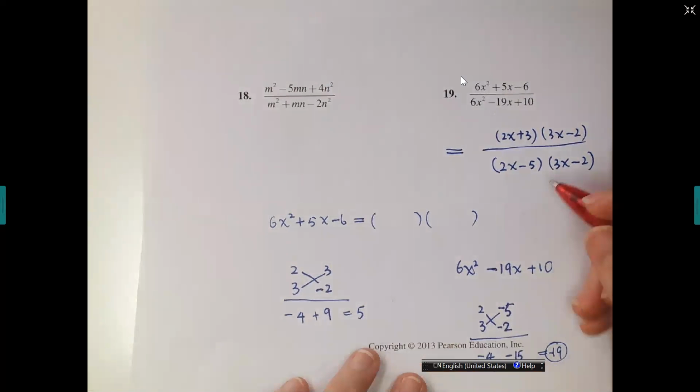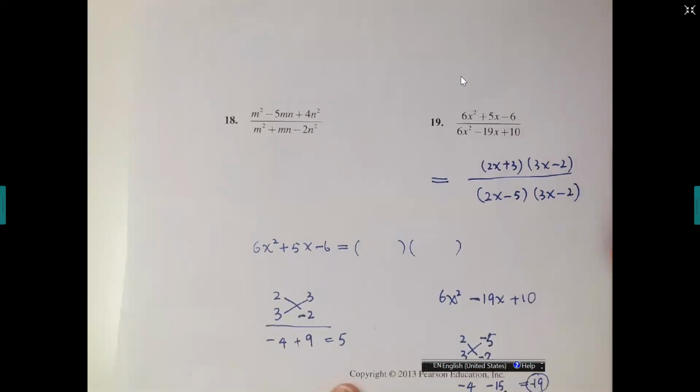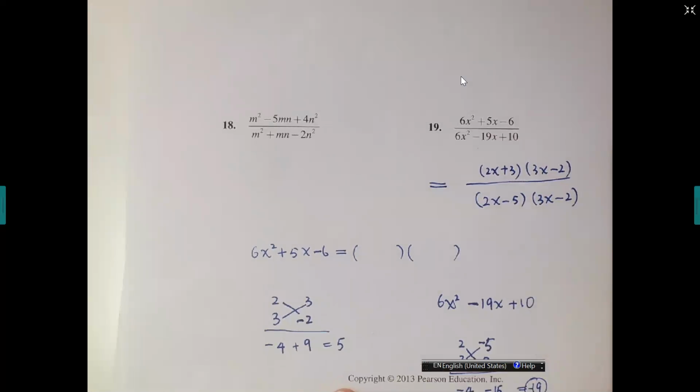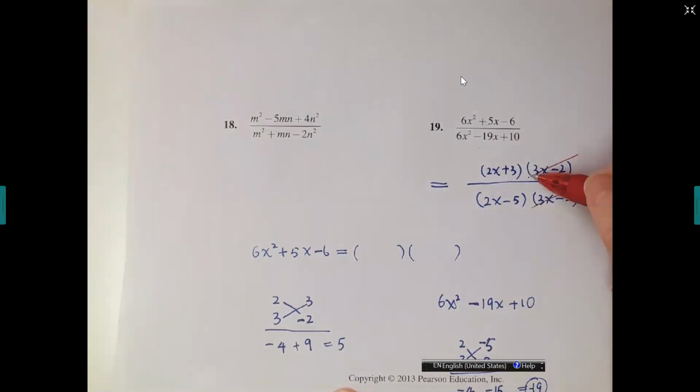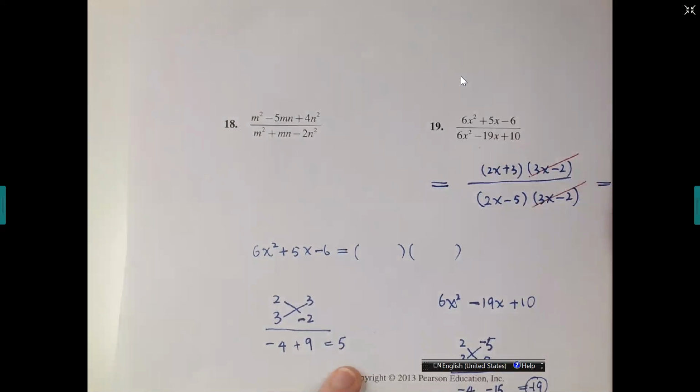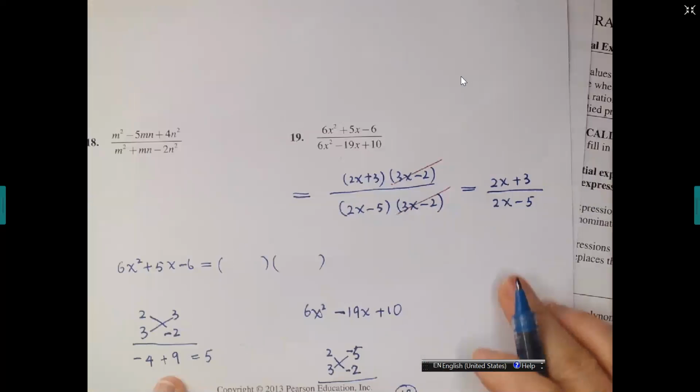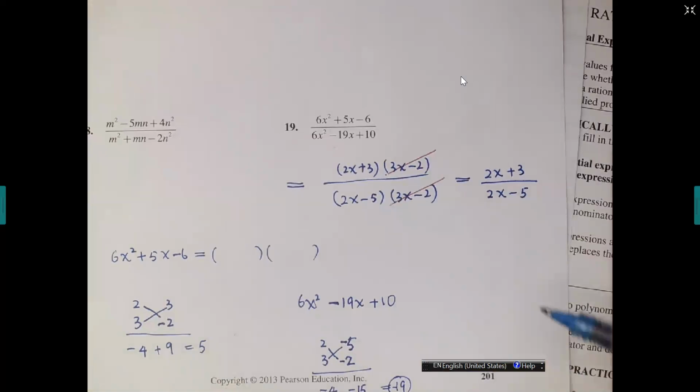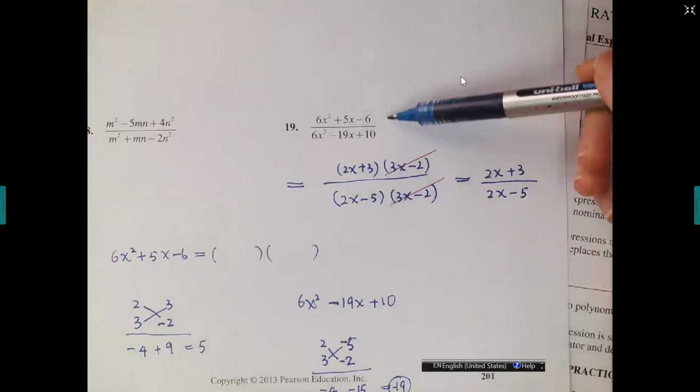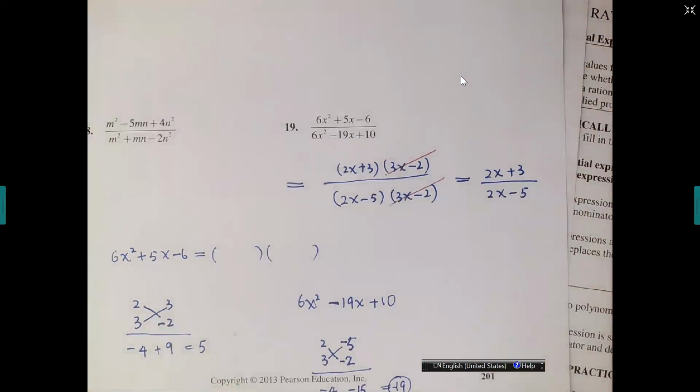The next step, just use your eyes and check. Do you see anything in common? 3x minus 2, 3x minus 2. They are identical, so they cancel each other. The other two are not the same, so they stay. Then the final answer will be 2x plus 3 over 2x minus 5. This is the simplified version of this rational expression.